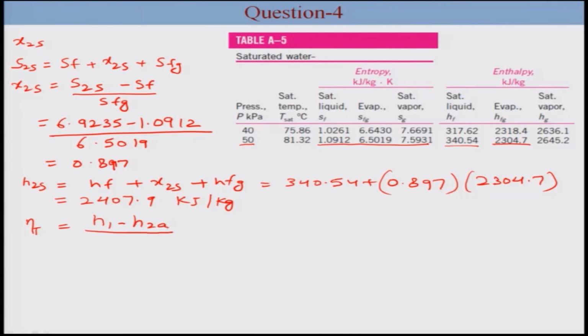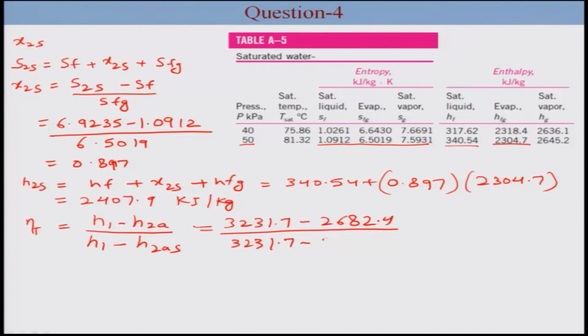Now the isentropic efficiency of the turbine is given as H1 minus H2A, for the actual process, divided by H1 minus H2S, for the isentropic process. So all the values are known: 3231.7 minus 2682.4, divided by 3231.7 minus 2407.9, and this is equal to 0.667 or 66.7%. So the isentropic efficiency of the turbine is 66.7%. In part B, we have to determine the mass flow rate of steam flowing through the turbine.